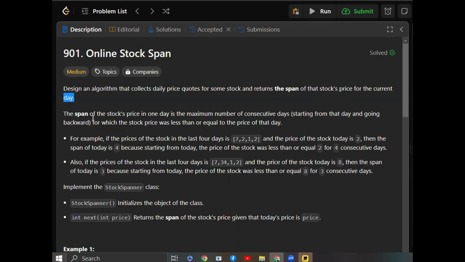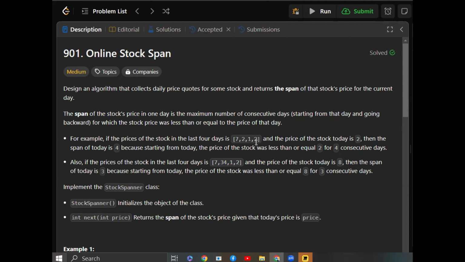Here, the span of the stock price in one day is the maximum number of consecutive days starting from that day and going backward, for which the stock price was less than or equal to the price of the current day. For example, if the price of the stock in the last 4 days is 7, 2, 1, 2 and the price of the stock today is 2, then the total span of today is 4.